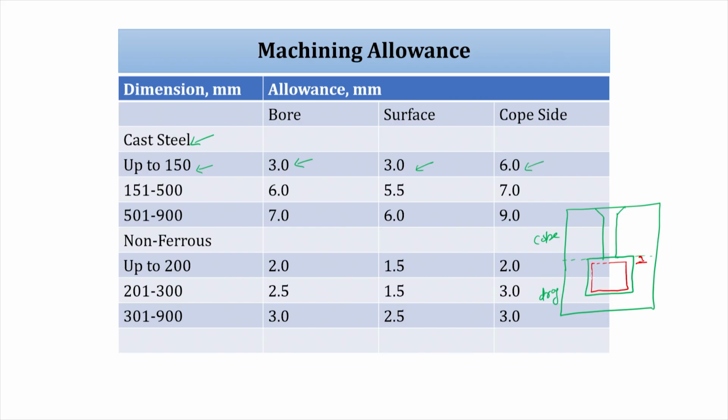This is 6 mm. Okay. This is 3 mm if your dimension is less than 150 mm. So, machining, where you will add machining allowances? Obviously, because you have to remove the material. So, machining allowance is also a positive addition to a material, but where?